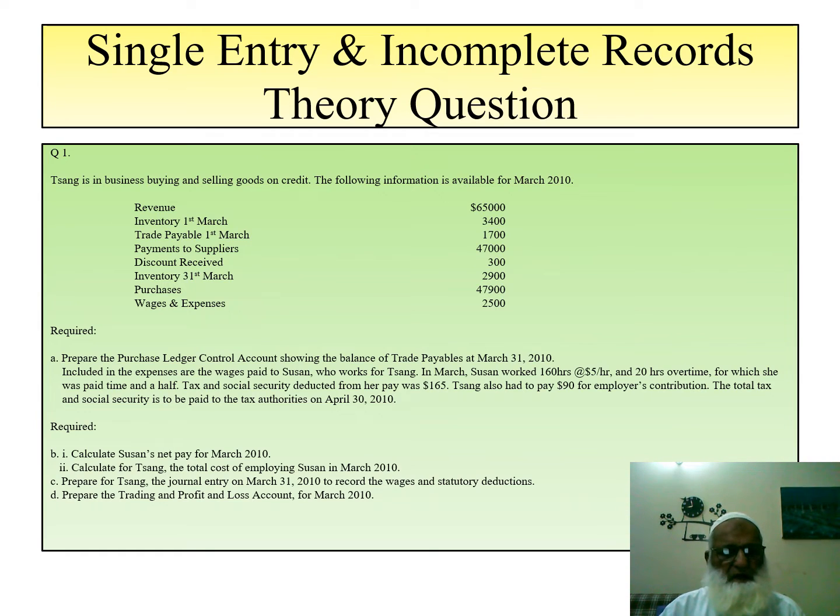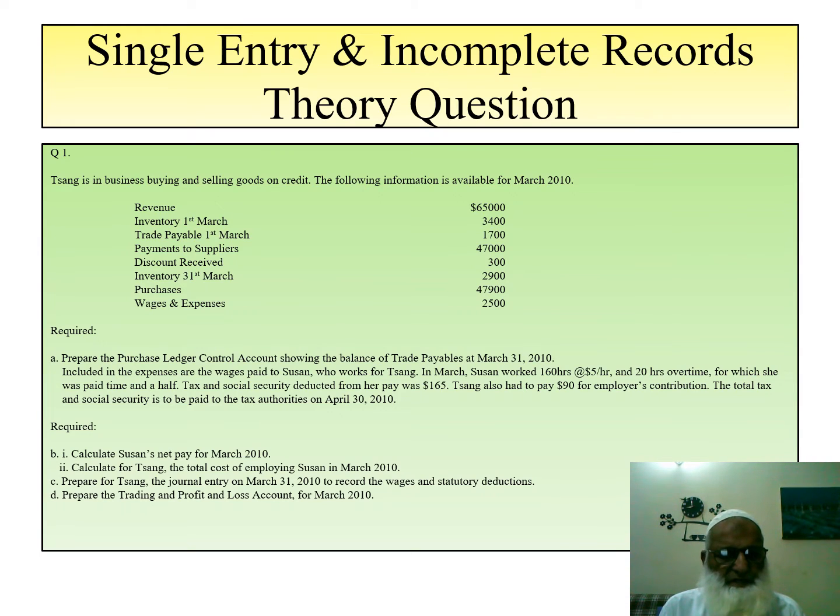This is the opening balance. Payments to suppliers, already paid to the suppliers, is $47,000, and discount received during the purchases was 300. Ending inventory on 31st March was 2,900, and 47,900 were the purchases during the month, and wages and expenses were 2,500. Now what we have to do is prepare the purchase ledger account.